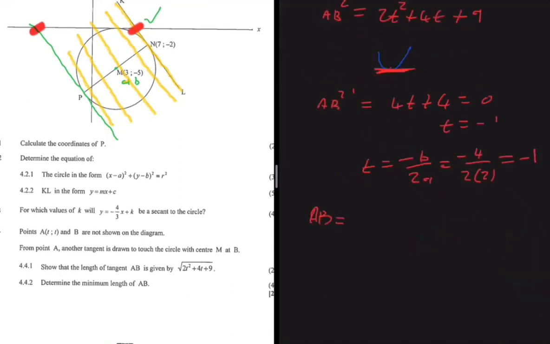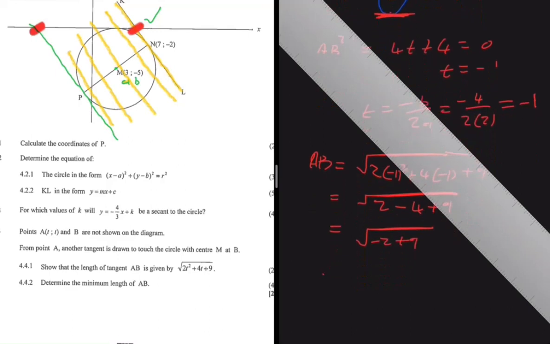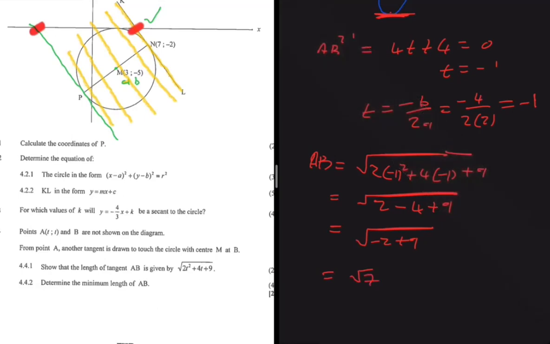So the minimum length will be, we have 2 multiplied by minus 1 squared plus 4 multiplied by minus 1 plus 9. So AB will equal, minus 1 squared gives us 2, and then minus 4 plus 9, so we have 2 minus 4, that should be minus 2, plus 9, so we have the square root of 7 as the minimum length of AB.